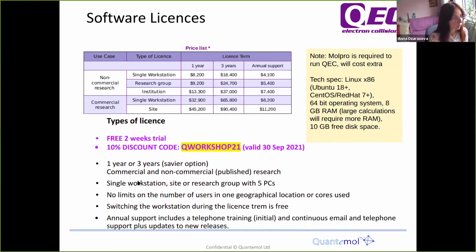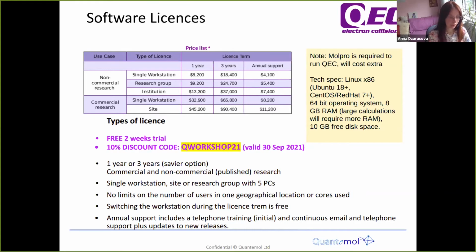So we also differentiate between commercial use and non-commercial use. Non-commercial use is something which will be published and done by usually academic institutions. We divide between single workstation, site, or research group in case of academic research. However, there is no limit on the number of users.